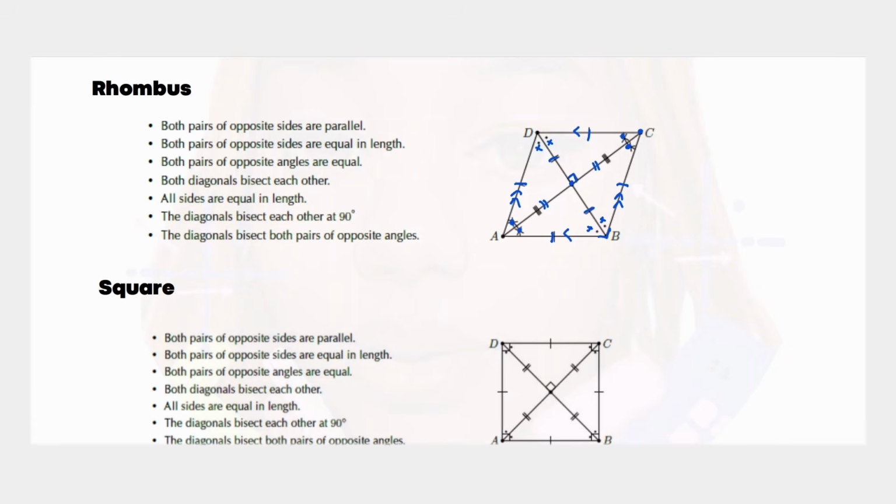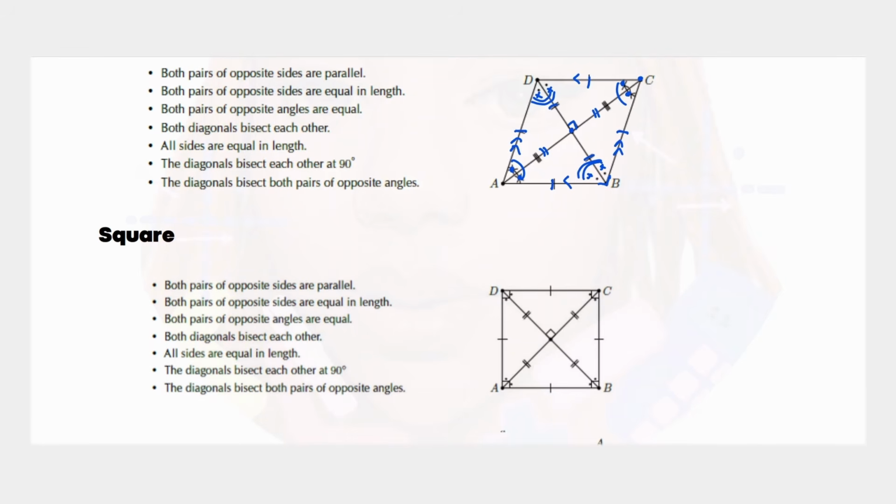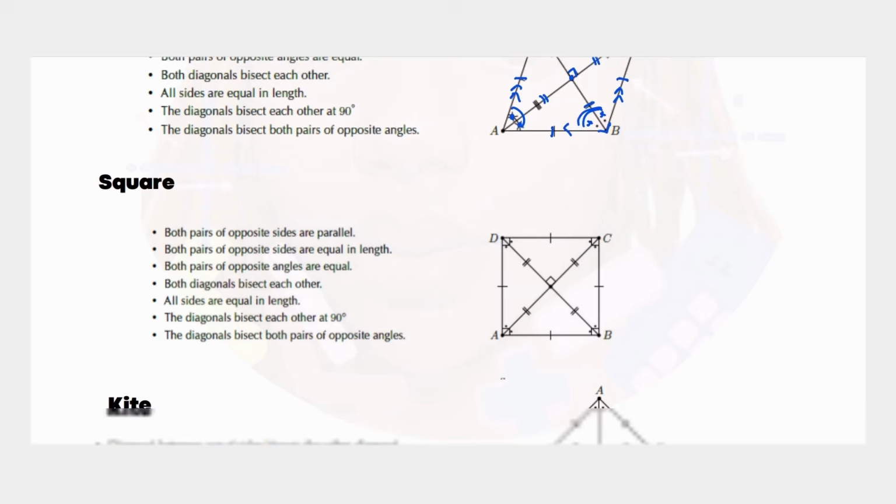And we see that the opposite angles are also equal to each other. So those are the properties of a rhombus. Now let's look at the properties of a square. We know that with the square, all sides are equal to each other, as you can see.